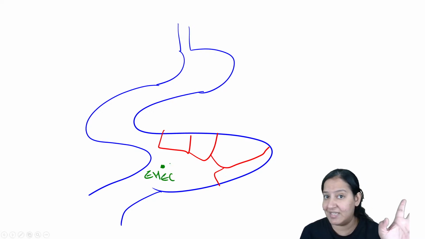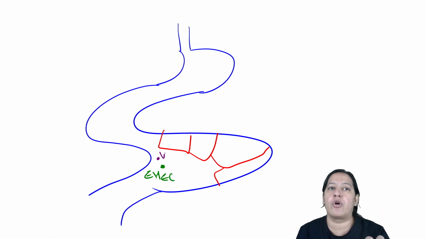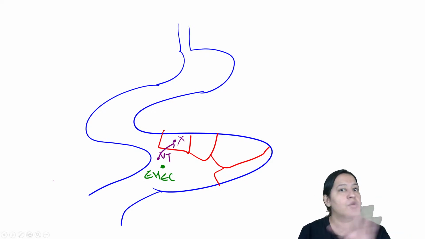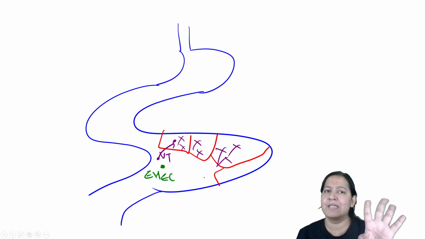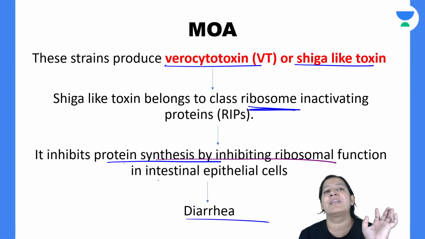So what will EHEC do? EHEC will not go inside the cell. It is not invasive. It will produce a toxin. The name of the toxin is verotoxin. That verotoxin will go inside the cell. After going inside the cell, it will inactivate ribosomes. So ribosomes are inactivated, so no protein synthesis inside these cells. Cell will be destroyed and it will cause diarrhea. So diarrhea is due to inhibition of protein synthesis inside the cell.